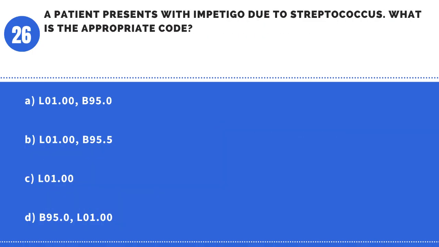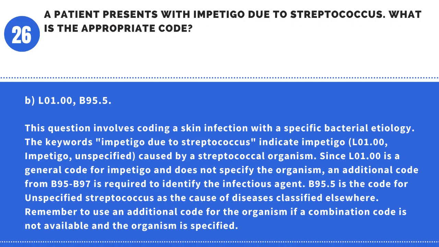Question 26. A patient presents with impetigo due to streptococcus. What is the appropriate code? A. L01.00, B95.0. B. L01.00, B95.5. C. L01.00. D. B95.0, L01.00. Answer B.